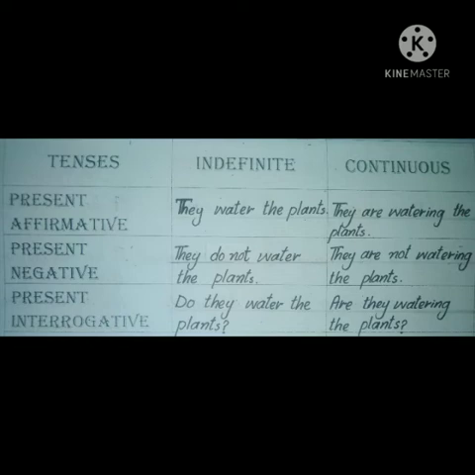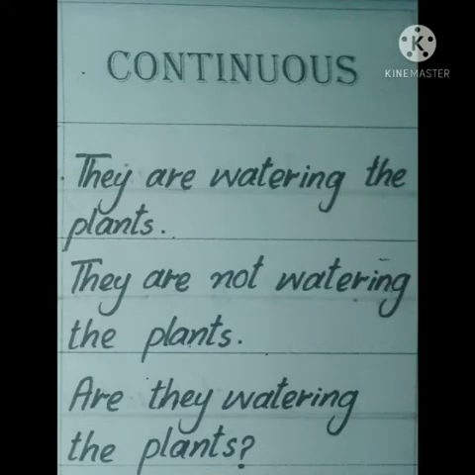Next, we have continuous tenses. And first is present continuous tense. So the structure of present continuous tense is subject, and helping verb is am, is or are, verb ing form and then object. So the subject is they, so we use helping verb are with they. So the sentence will be they are, verb is water, so we put ing with the verb water, so it will be watering. They are watering the plants.